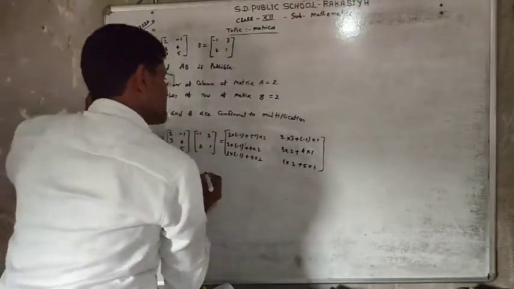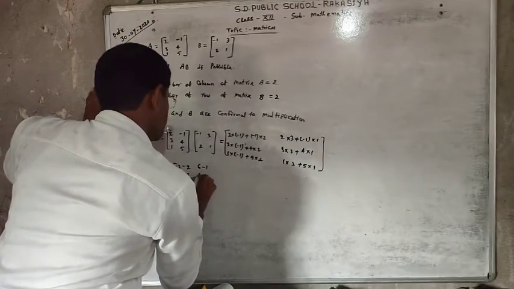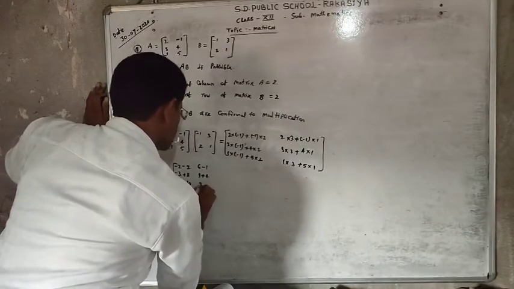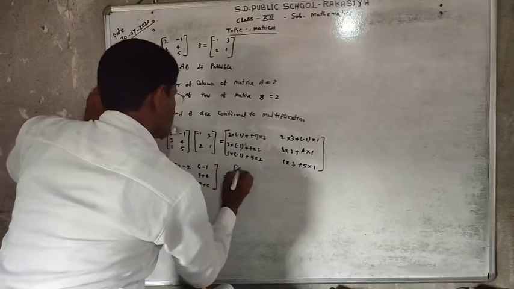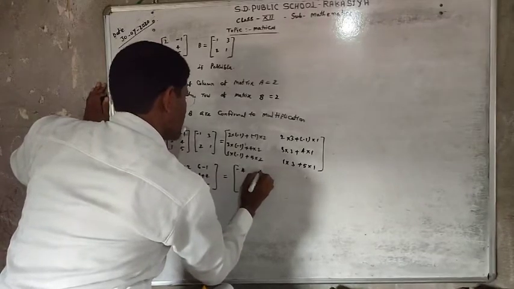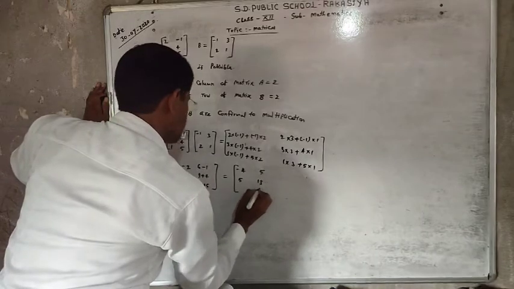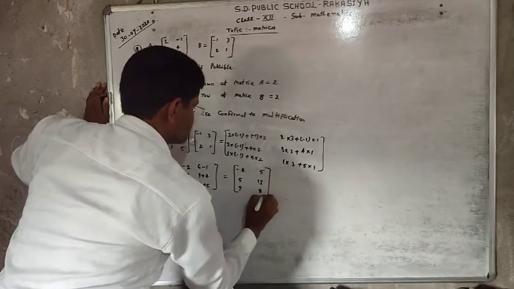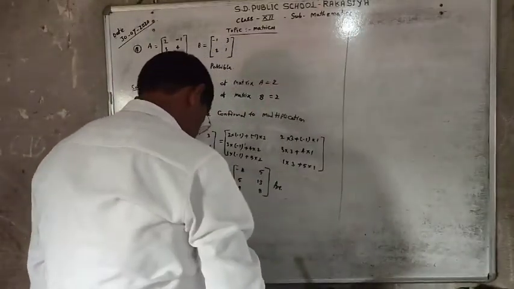So the second column: 2 into 3 is 6, minus 1; 3 into 3 is 9, plus 4; and 3 plus 5. It is equal to -4, 5, 5 and 13 and 9 and 8. It is the multiplication of AB.